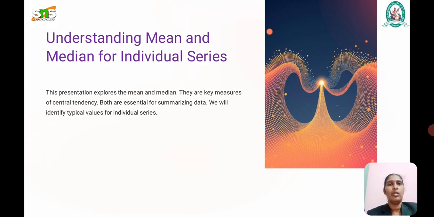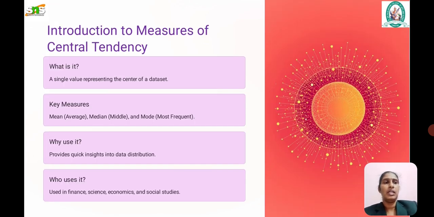First you have to know there are three types of series: individual series, discrete series and continuous series. The individual series is where the data is only in the form of an x. The discrete series has x as well as f, the frequency, distributed. In the continuous series, the data is distributed in the form of class intervals: 0 to 10, 10 to 20, 20 to 30, and so on. This presentation helps us to find the measures of central tendency, and we can solve using the discrete series and individual series. First we can see the introduction of measures of central tendency.